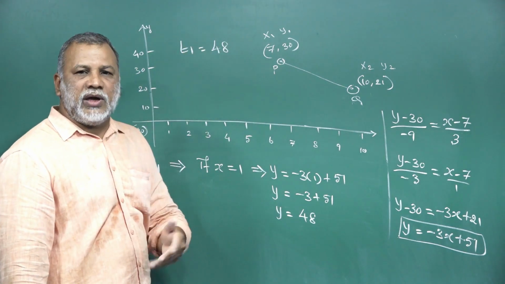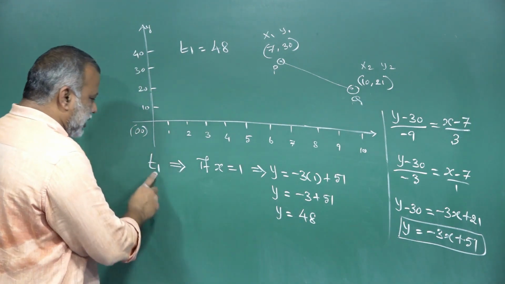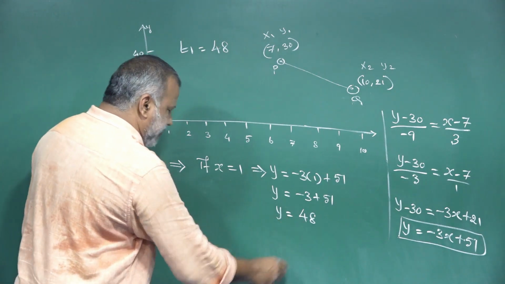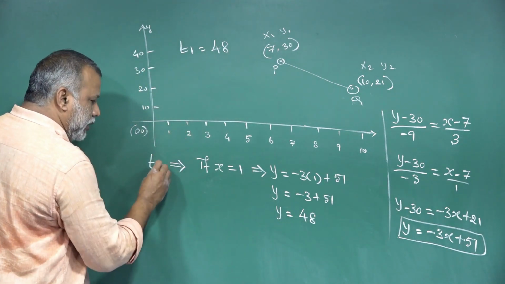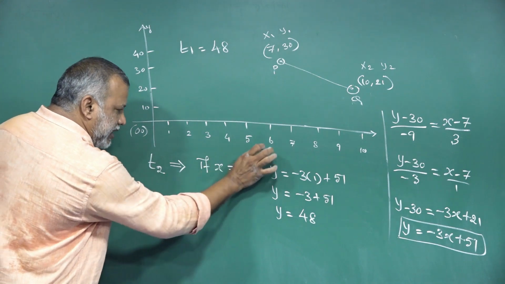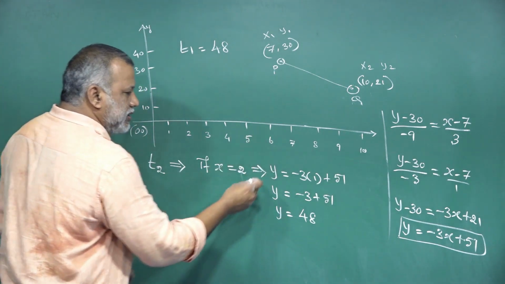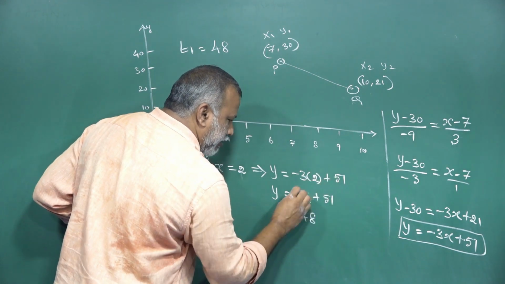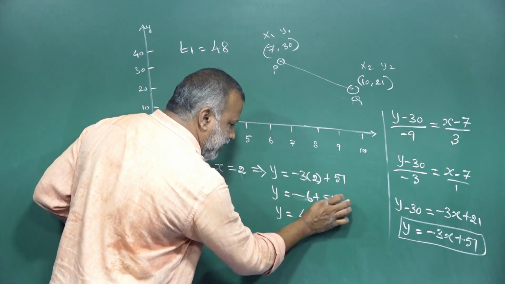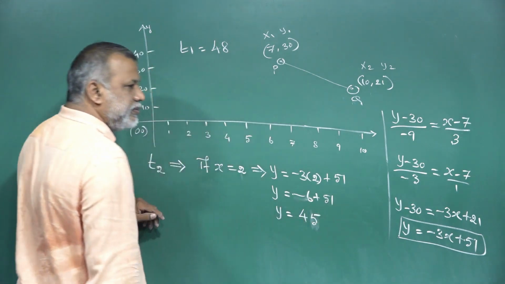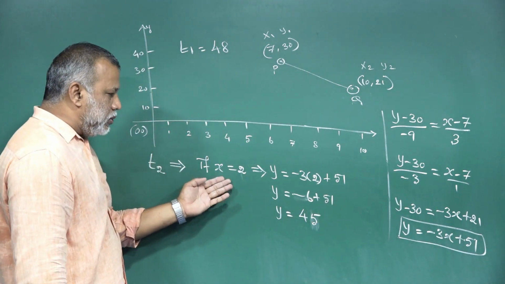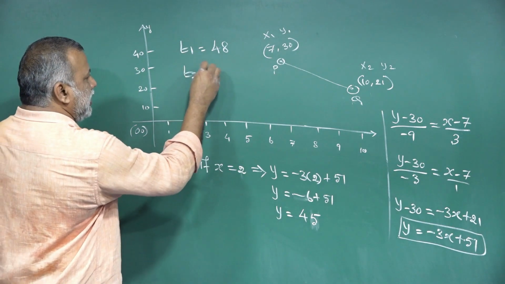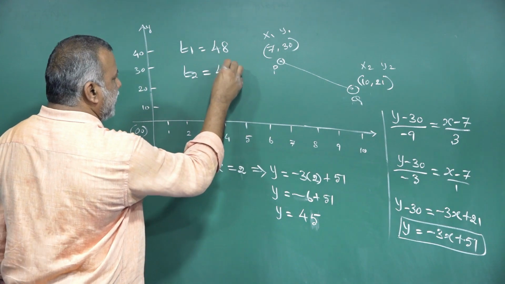In the same way, we are going to work out the second term, that means T2. We worked out T1 with x equal to 1. In the same way, you are going to work out T2. T2 means if x equal to 2, just replace: y equal to minus 3 times 2, again we can get minus 6, plus 51. Again simplify, we can get 45. So if x equal to 2, that is the second term, y equal to 45, T2 is equal to 45.